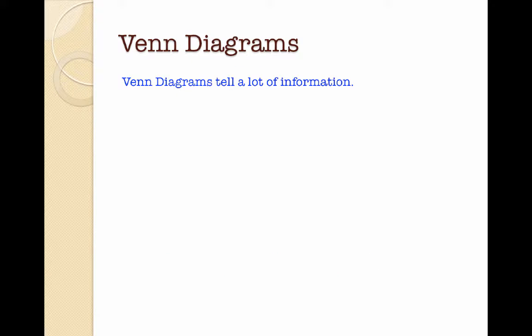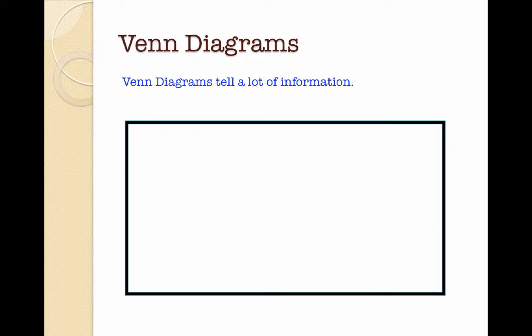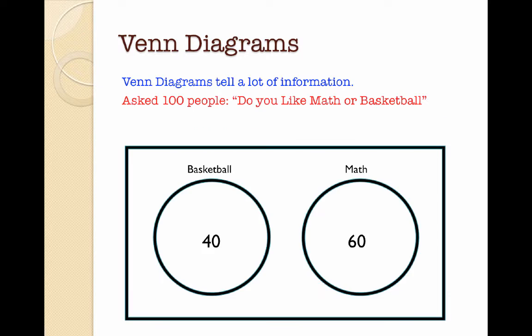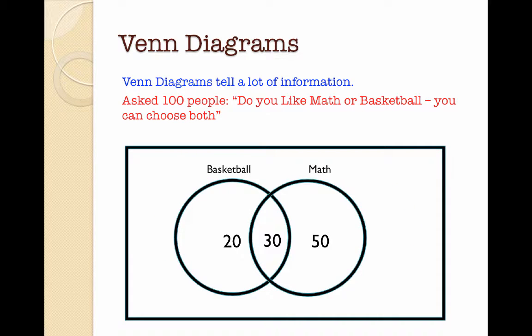Venn diagrams get to tell us a lot of information. Let's take, for example, we wanted to know all the people that liked basketball or math. And I took a survey of 100 people and I found out that 40 people like basketball and 60 people like math. But what about the people that cross over? So what if I asked the same question, but this time I said you can choose both?